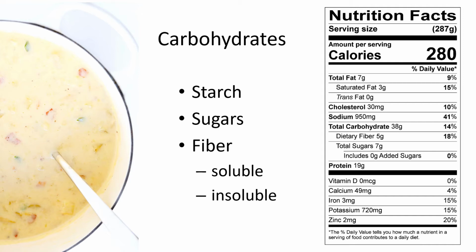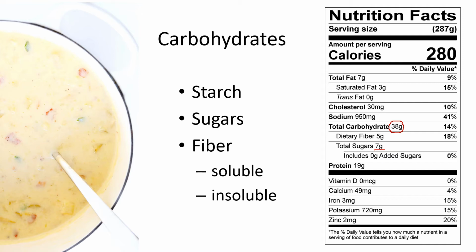There are a number of enzymes that will break down carbohydrates into smaller pieces, into disaccharides, and then also into monosaccharides within the intestine. So I've got a label here from a can of soup, and you can see the total carbohydrate amount is 38 grams. And of that, we have 7 grams of sugar. And when they're talking about sugars on a nutrient label like this, they're talking about monosaccharides and disaccharides.